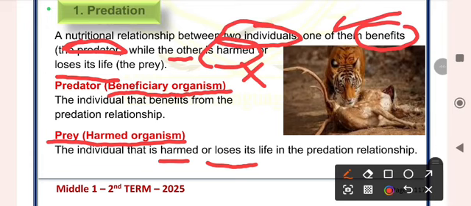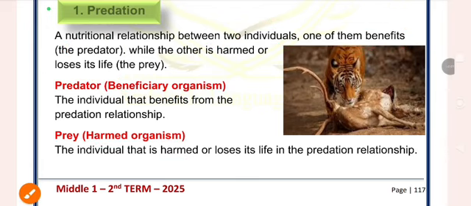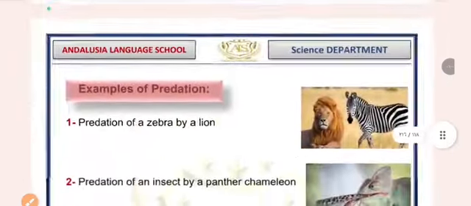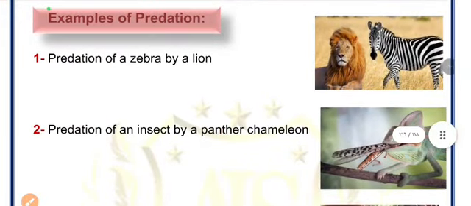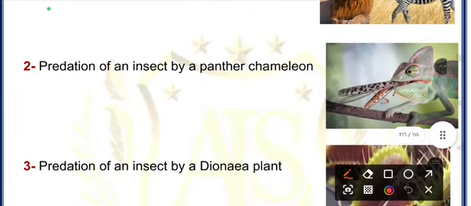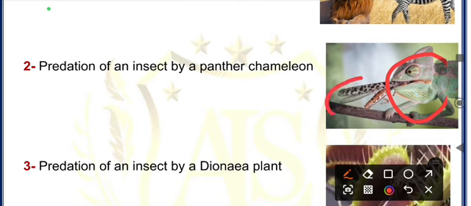Okay? So predation is a nutritional relationship between two individuals. One of them benefits, called predator, and the other is harmed, called prey. For example, we have predation of a zebra by a lion. Lion eats zebra, so lion is a predator, while zebra is a prey. Predation of insects by a panther chameleon. This is a panther chameleon, it eats insects, so the panther chameleon is a predator and the insect is a prey.